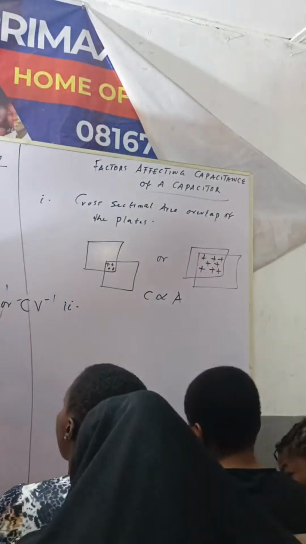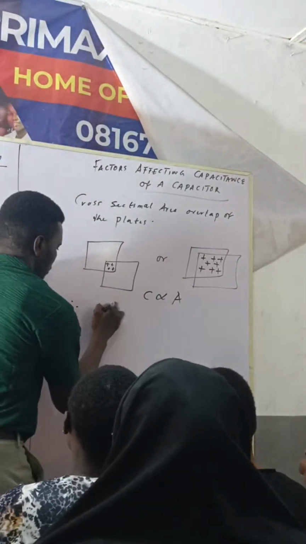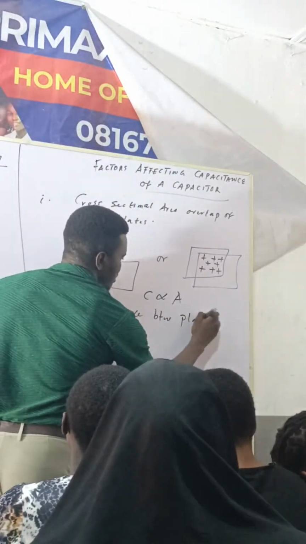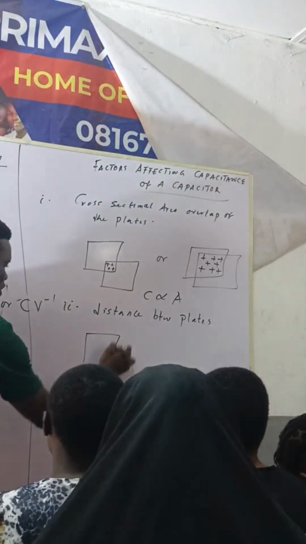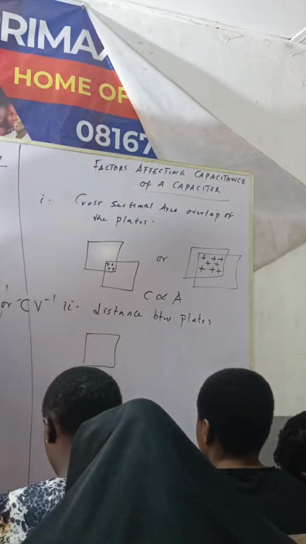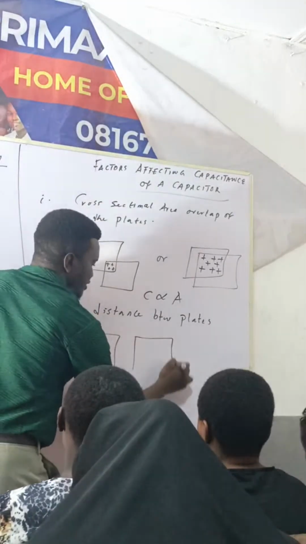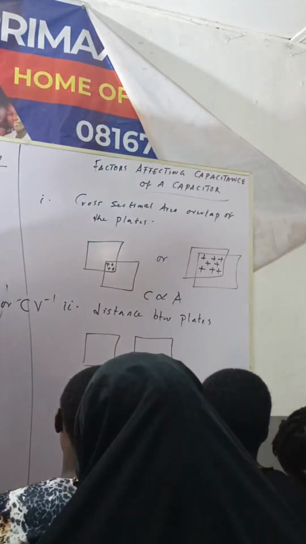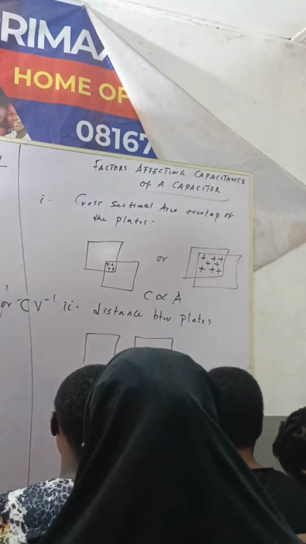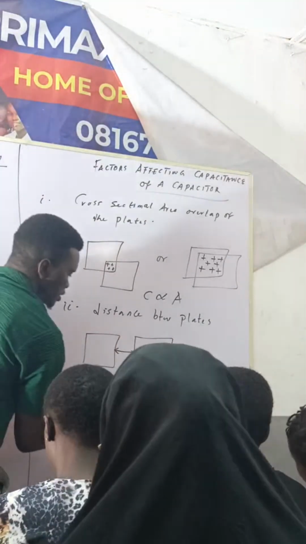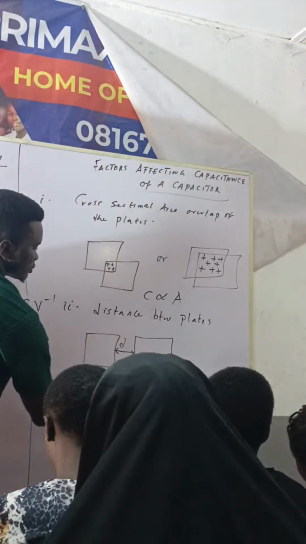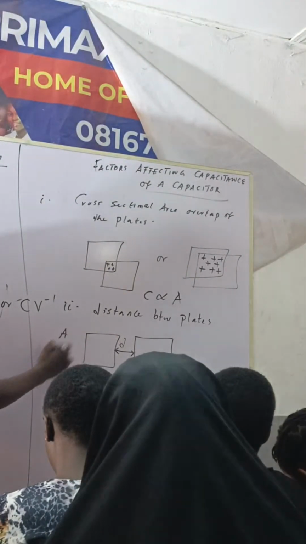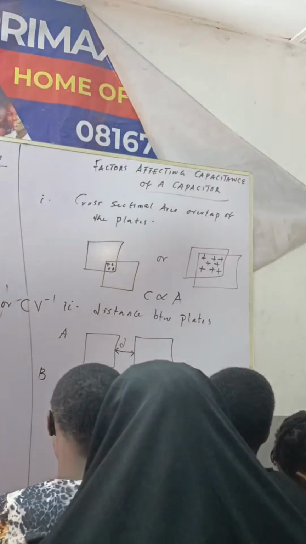Number two, imagine I take these plates. The next one is distance between plates. Are you following? Imagine I take these plates that I want to overlap, and now I took one like this, then I took one like this, and I took one like this. We just did electrostatic force. Look at the distance here, and look at the distance here. Between A and B, A setup and B setup, which one do you think will help me to store my charges better?